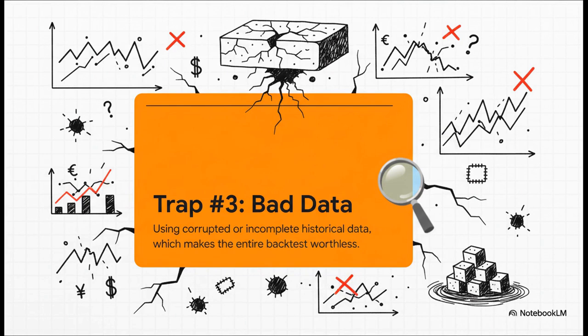And the third, and maybe the most fundamental trap, is just using bad data. Simple as that. You just cannot build a solid system on a shaky foundation. If your historical data is corrupted with stuff like unadjusted stock splits, or it's missing chunks of time, or it ignores companies that went bankrupt, well then the entire backtest is completely worthless right from the start.